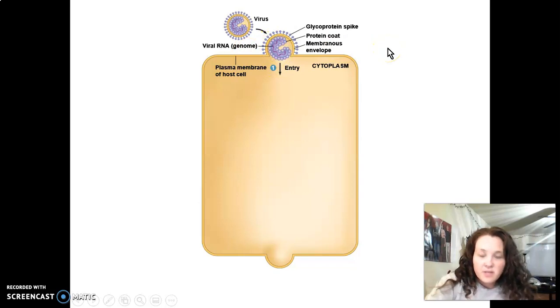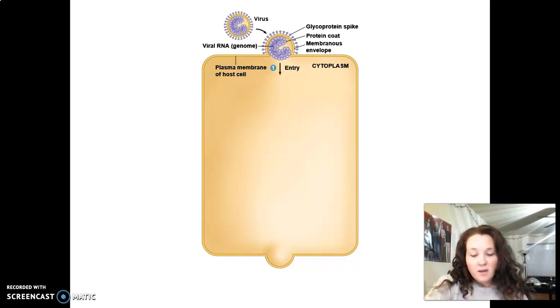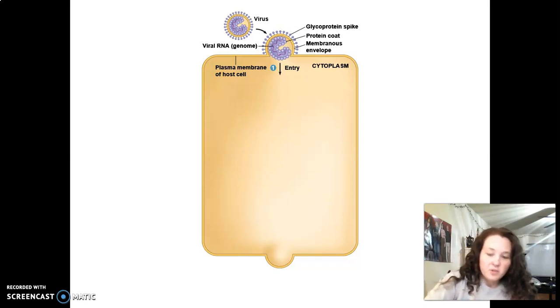So the first step is entering the cell, and the spikes on the surface of the virus bind to receptor proteins on the surface of the host cell. And this is how the virus recognizes its host cell. The shape of the glycoprotein spike and the shape of the cell receptor have to fit perfectly to each other in order to trigger entry into the cell.